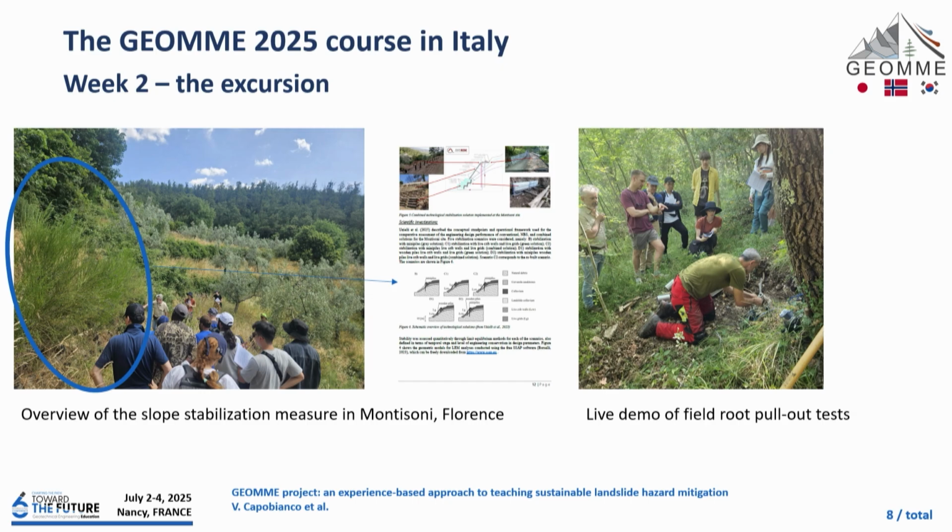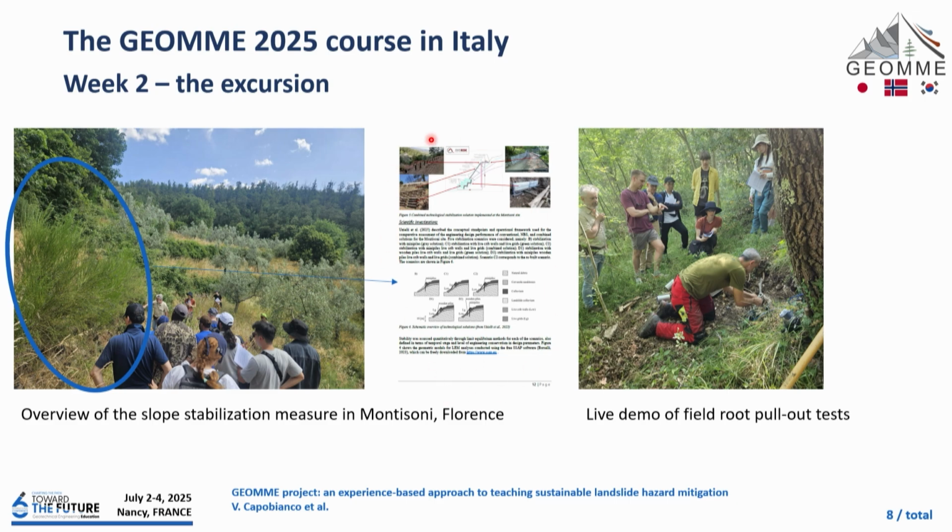Here are some pictures from the second week of the excursion. You can see that, for example, on the left-hand side, we were at the case study site where the students could see a landslide stabilization work that was done after a landslide occurred on a mountain road, and then they did a hybrid solution using mini piles together with live crib walls and vegetation cuttings.